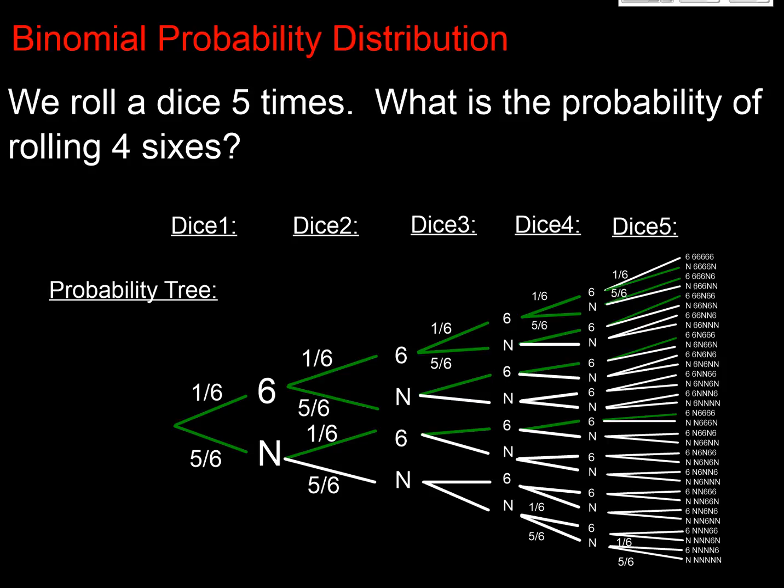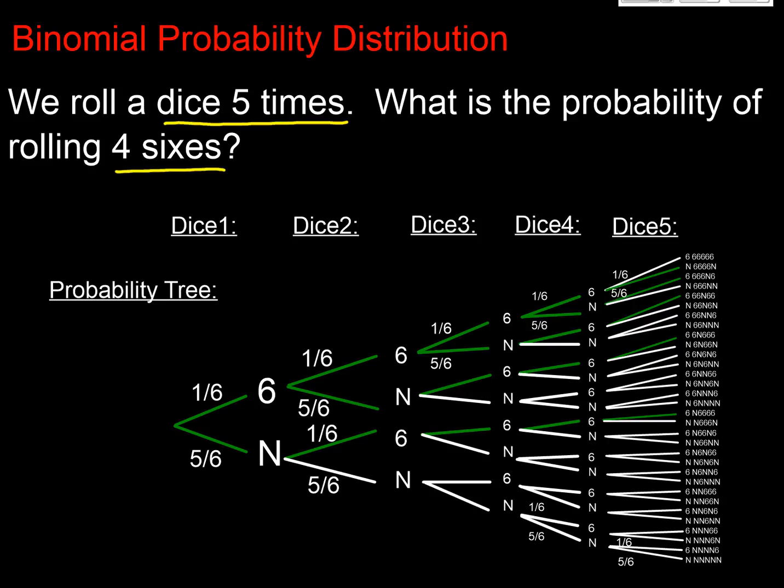Hello, part of my little short set of explanations and connections of explanations of probability ideas and statistics. So let's have a look at the binomial distribution and use a quick example here. We roll a dice 5 times. What's the probability of getting 4 6s?